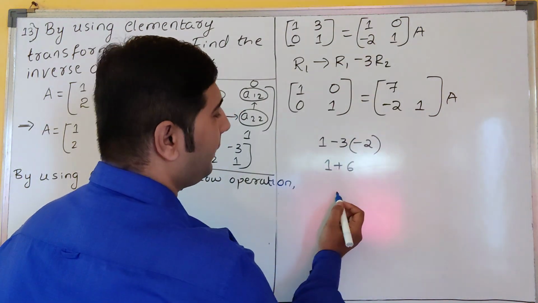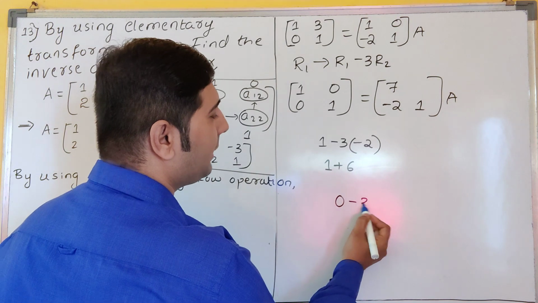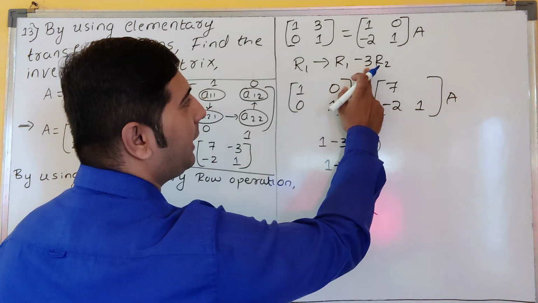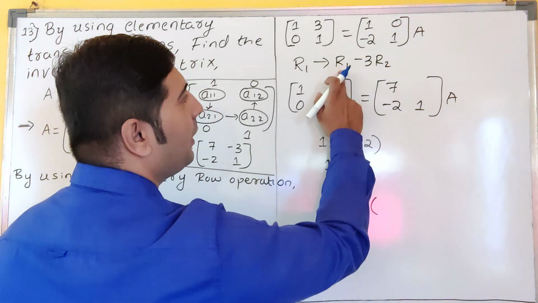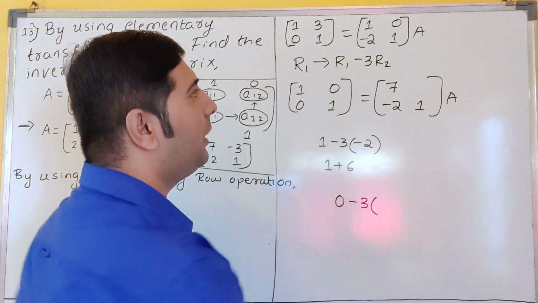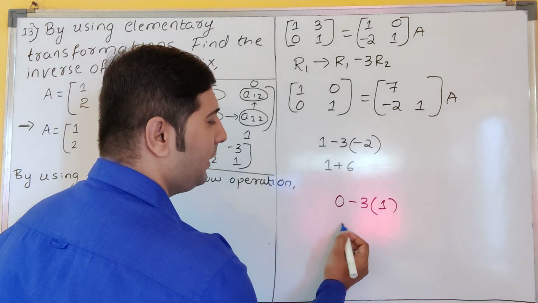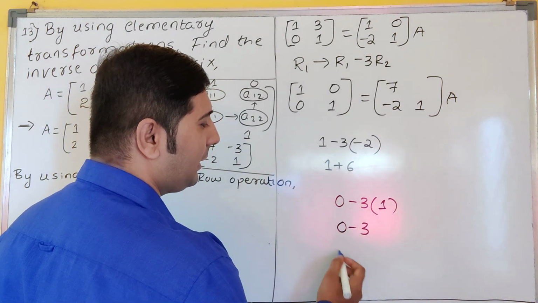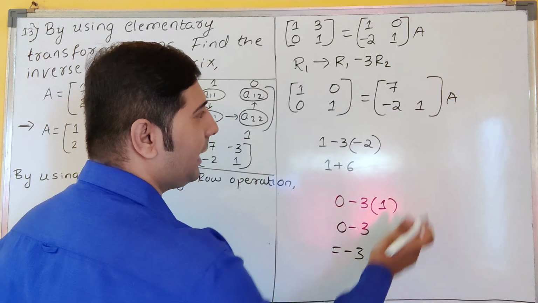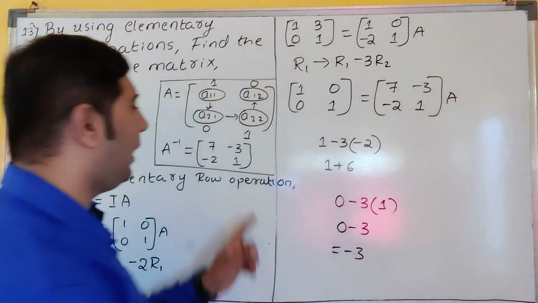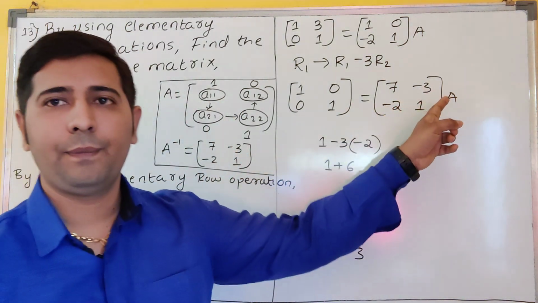So next you see. Next is what? R1 is 0. Minus 3 into 0. Minus 3 into R1 is 0, minus 3. R2 is how much? R2, you see, 1 is there. So 1 I can write. 0 minus 3 into 1 is minus 3. How much will you get? 0 minus 3 is minus 3. And you see our answer is minus 3, is there or not?